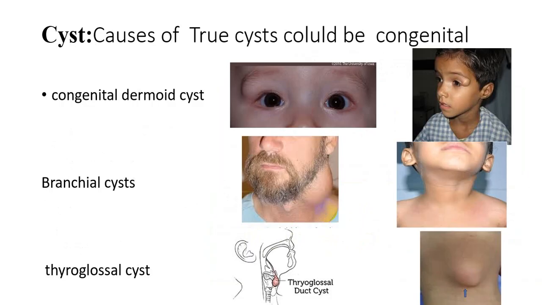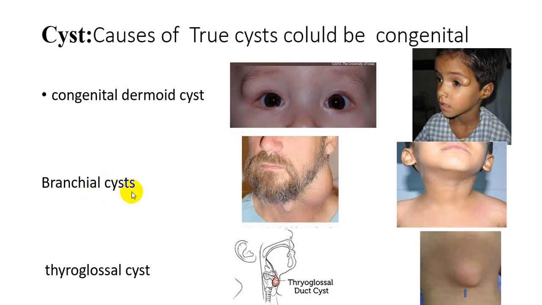Example of some causes of cyst: it could be congenital, like congenital dermoid cyst. Here we can see the dermoid cyst at the outer canthus of the eye. This is caused by an entrapment of the ectoderm at the fusion lines of the face.